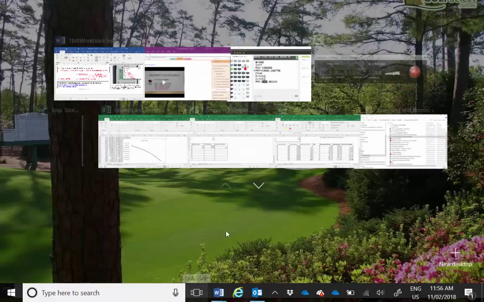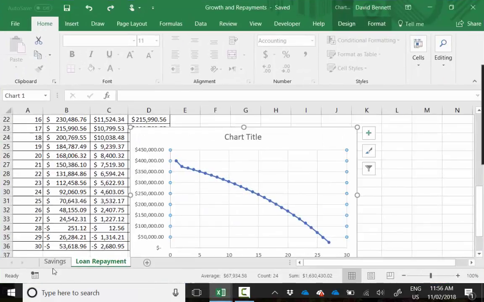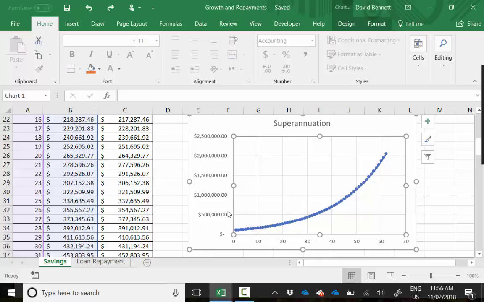Before we go today, I want to talk about loan repayments versus savings. When we save money, it takes quite a while for it to grow like this. This graph will keep going up, and it's going to get steeper and steeper because we're compounding it. Let's say this is the number of years. It takes 30 years to roughly get to 500,000, and then another 30 years to get to 2 million.